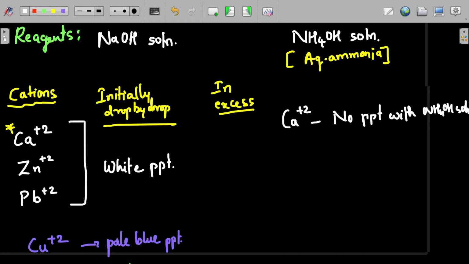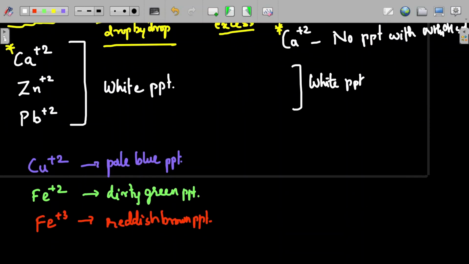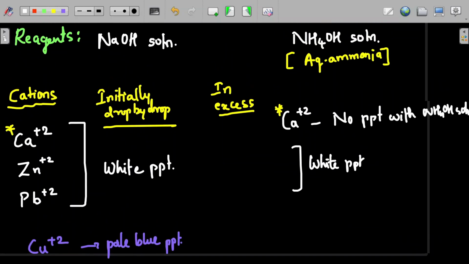When you take calcium nitrate, it will give you white PPT with sodium hydroxide, but it will not give any precipitate with ammonium hydroxide. Okay, so this is one exception here. Remaining all things will work the same. Again zinc and lead will give you white PPT only, and these three will give you the same precipitates: pale blue, dirty green, reddish brown, even with aqueous ammonia.